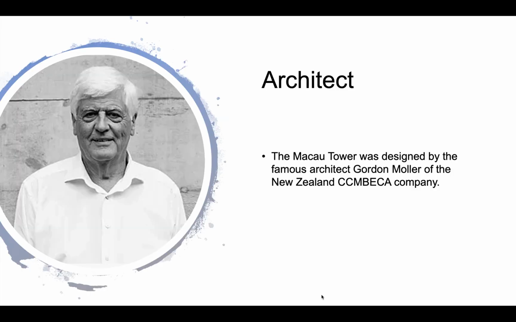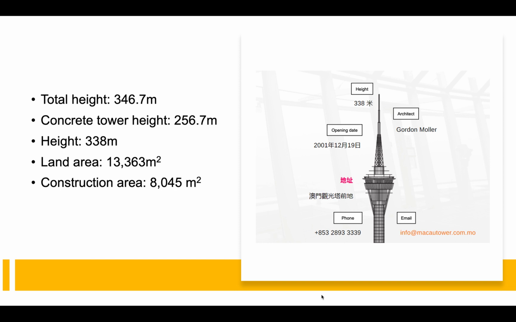The Macau Tower was designed by the famous architect Gordon Moore of the New Zealand company. The tower height is 338 meters. The construction area is 8,045 square meters. The main sightseeing floor is 223 meters high above the ground. The sightseeing floor in the tower looks out all around and can enjoy the scenery within 50 kilometers.